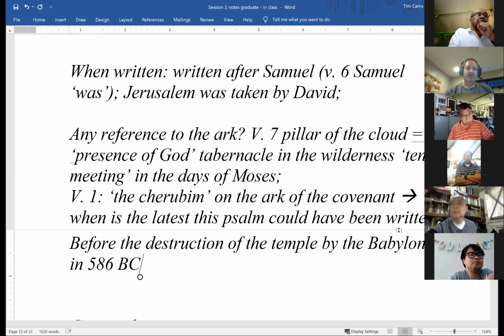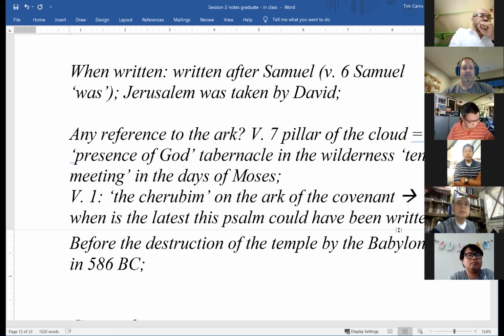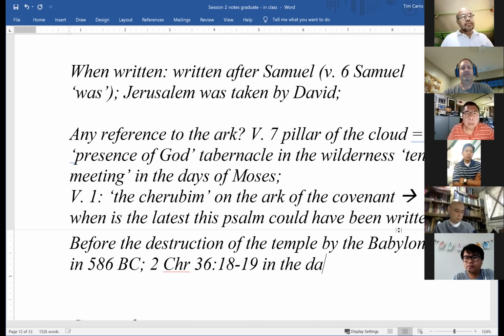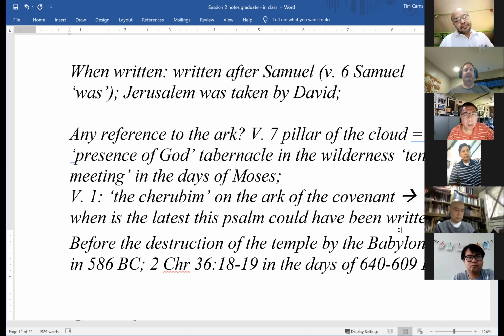And in fact, if you can remember, the last reference to the ark is actually in the days of Josiah. In 2 Chronicles 36, I think 18 and 19, the ark is mentioned. That's the last reference to the ark in the Old Testament. Josiah was around 640 to, I think it's 609, somewhere in there, all right? So it's likely the ark was still there the few years after his reign, but then we know for sure when the Babylonians came, they took everything out of the temple and they destroyed the temple.